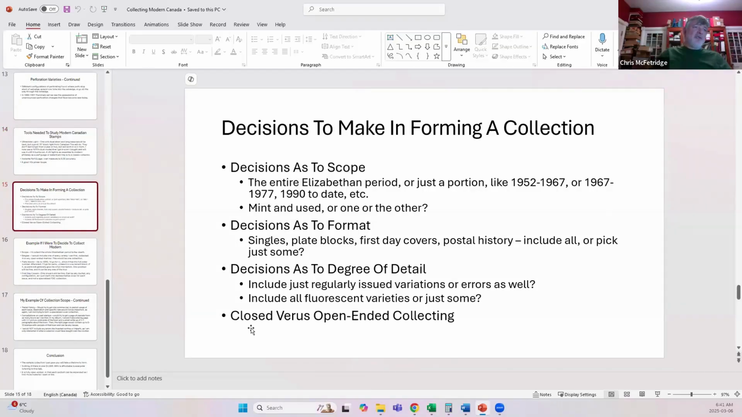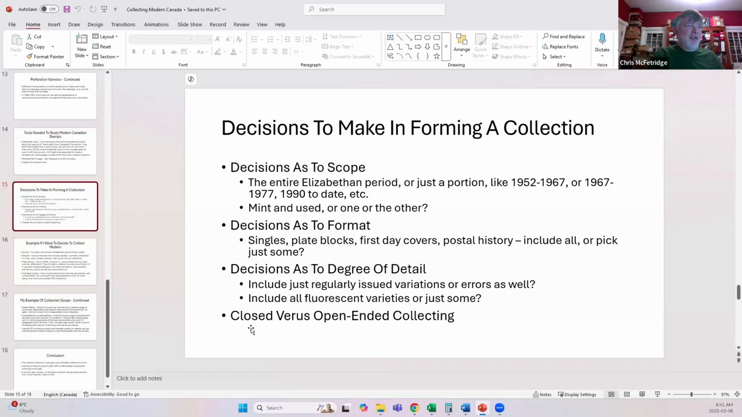Okay, so decisions in making a form and forming a collection. You've got to make some decisions if you're going to embark and you decide you're going to go all in on modern stamps from a particular country. So you've got decisions as to scope. Which part of the Elizabethan period do you want to cover? You want to cover it all, or do you want to pick a specific time period?